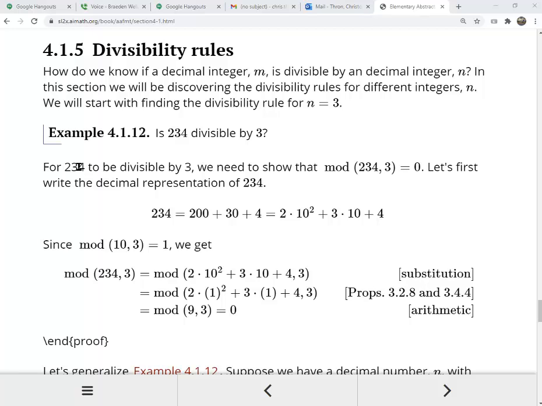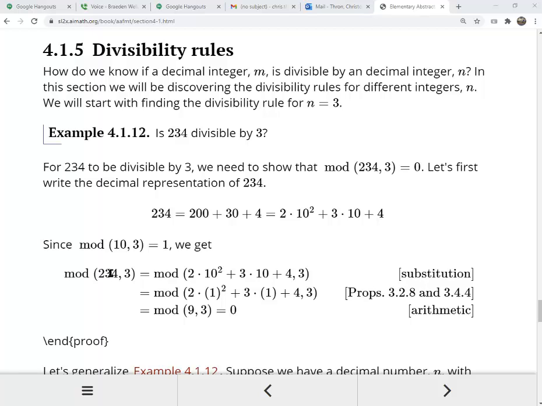So here's an example, 234. Is that divisible by 3? Well, 234 is 200 plus 30 plus 4. So that's 2 times 10 squared plus 3 times 10 plus 4. All right, but 10 mod 3 is 1, right? If you take the remainder of 10 mod 3, you get 1. So if I take this equation and I take the remainder mod 3, now remember, if the remainder mod 3 of 234 is 0, then it's divisible by 3.